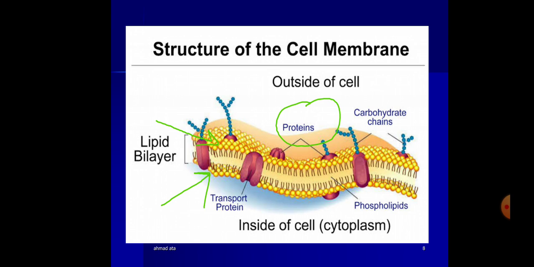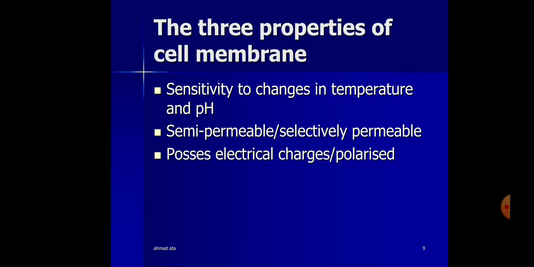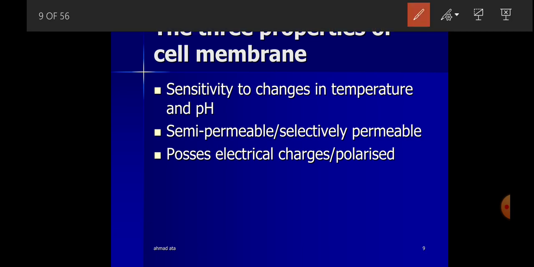And what are these properties? There are 3 properties of cell membrane. The first property is sensitivity to change in temperature and pH. The reason you can detect changes in the environment, for example, when it is cold, is because of the cell membrane on your cells. They can detect. And why do they detect? The protein on the surface of these membranes is affected by temperature.